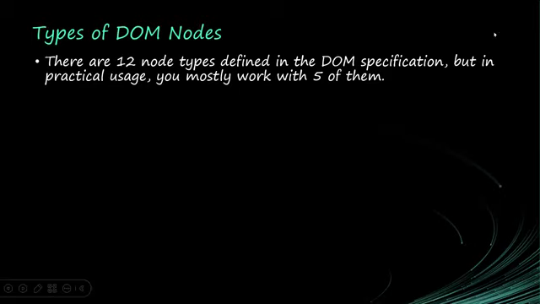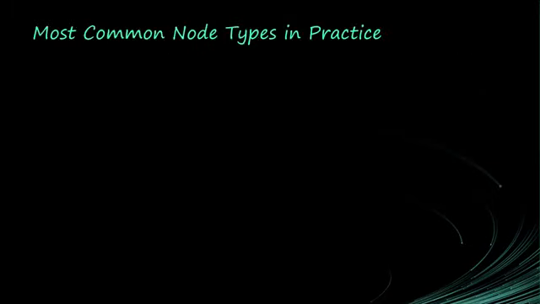All right. Now remember that DOM does not only have to do with HTML, it also has to do with XML. All right. So there are 12 types of nodes defined in the DOM specification, but in practical usage, we mostly work with 5 of them. Let's take a look at the common node types that we use in practice. The first one is the element node. This element node represents an HTML element: the div, the span, the H1, H2, any element at all.